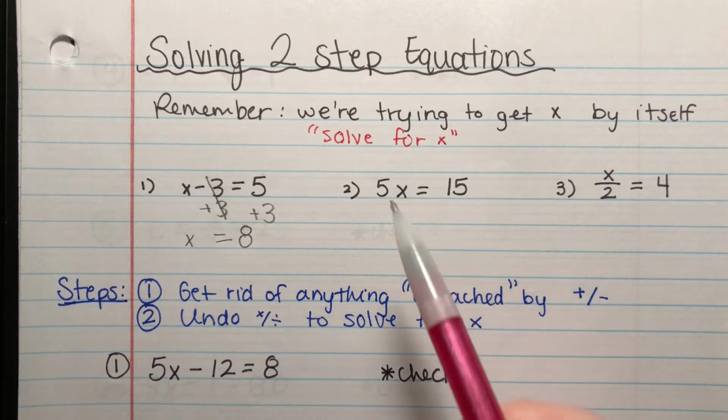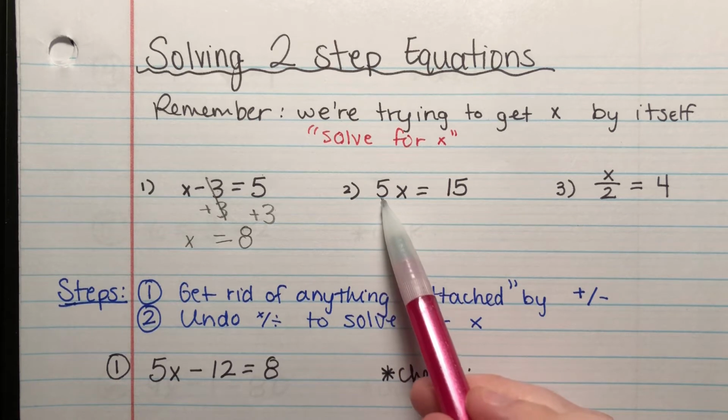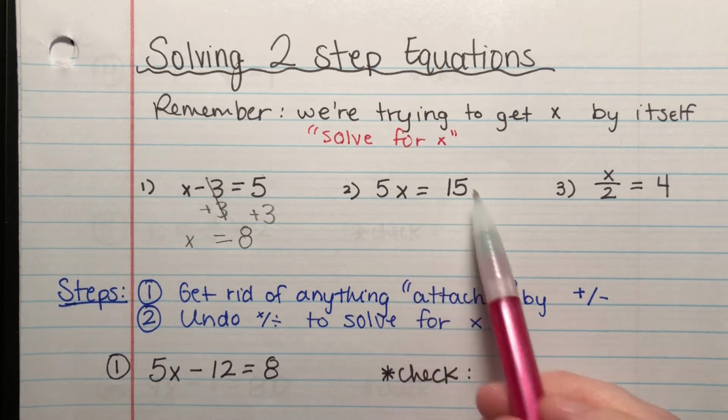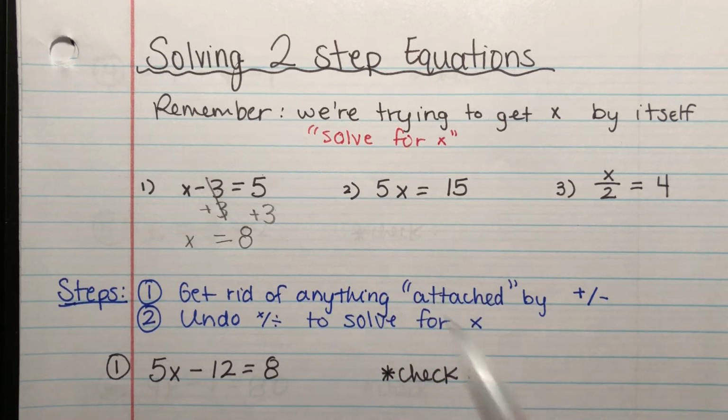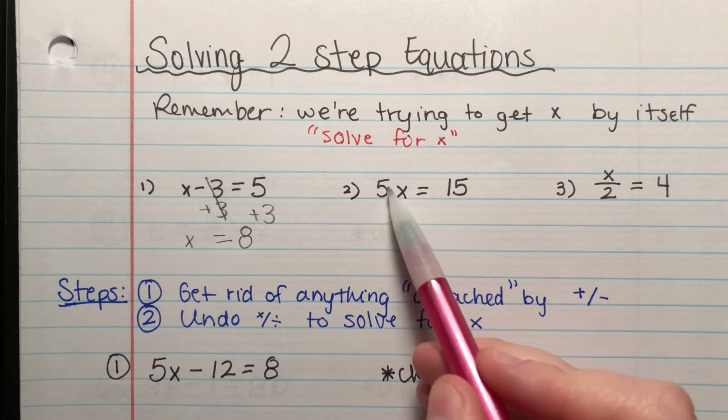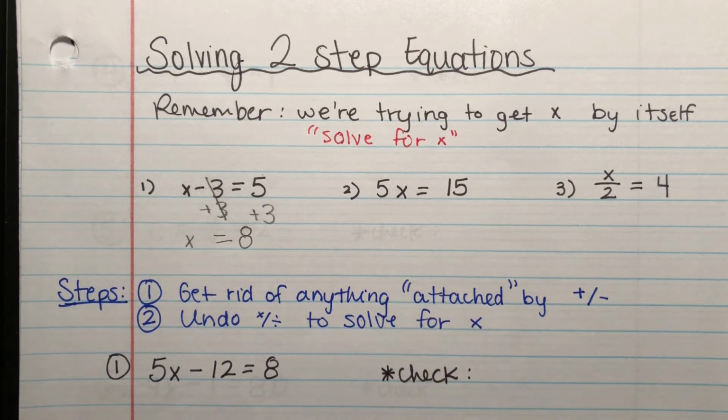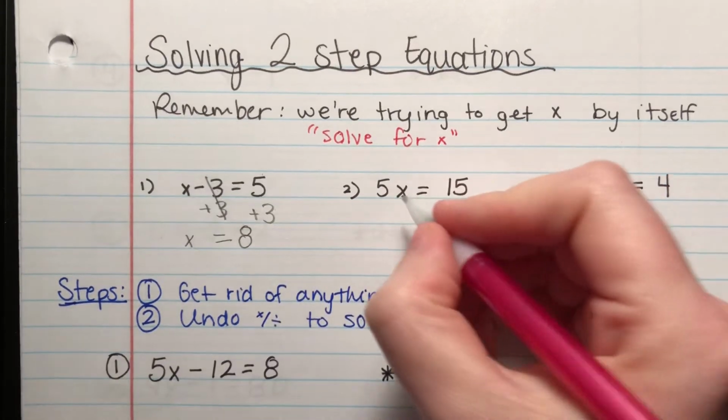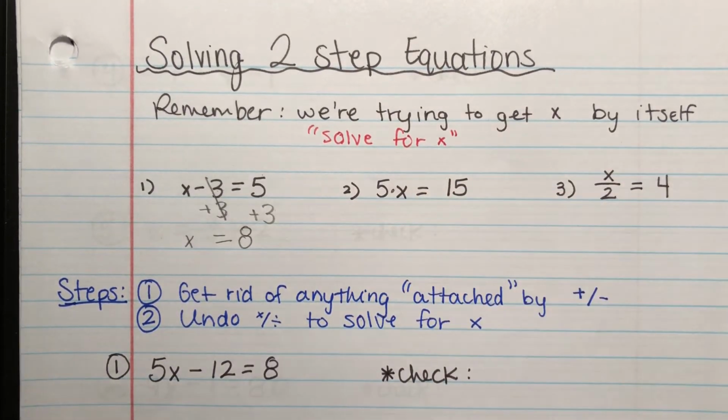Alright, so let's look at number 2 here. We have 5x equals 15. Alright, so x has a 5 attached to it here. Now it's not attached by addition or subtraction. How is the 5 connected to the x? It's being multiplied, right? 5x is just 5 times x, right?